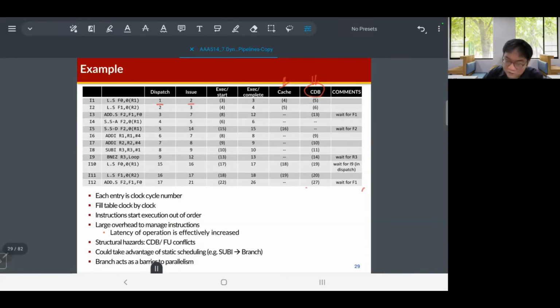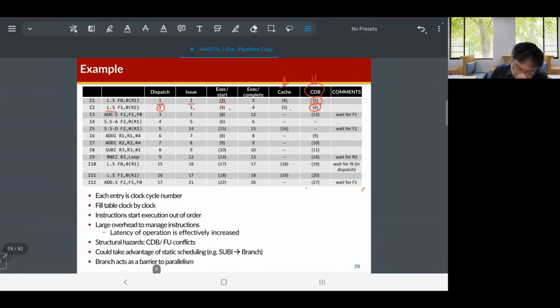So this is the first instruction. Let us assume that this R1 is ready, so the data of R1 exists in the register file. Then the address is generated, the cache is accessed, and it's delivered to the common data bus at clock cycle number 5. That's the write back. How about the second load instruction, I2? It's dispatched in the next cycle, issued, and then the address is generated and the cache is accessed. Then at clock cycle 6, the data is delivered on the common data bus.